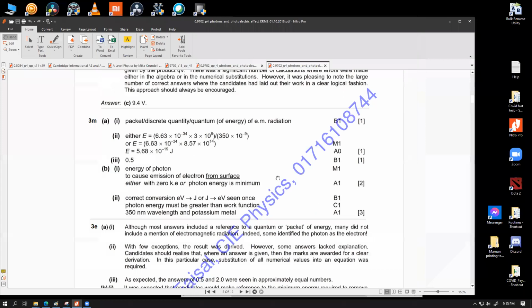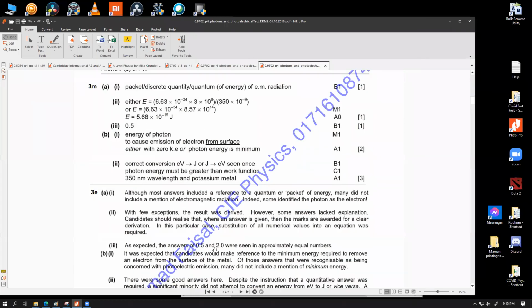So, 0.5. An explanation for this one, as expected, the answer was 0.5 and 2.0 were seen in approximately equal numbers. Okay.